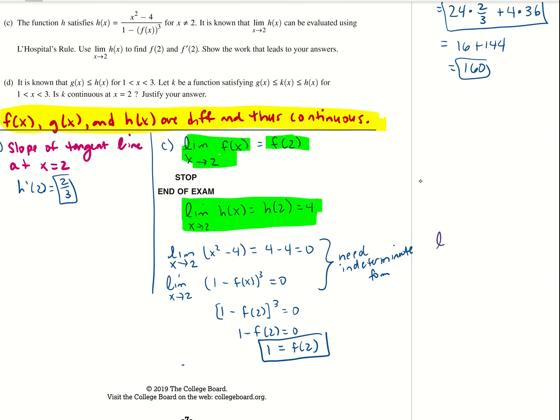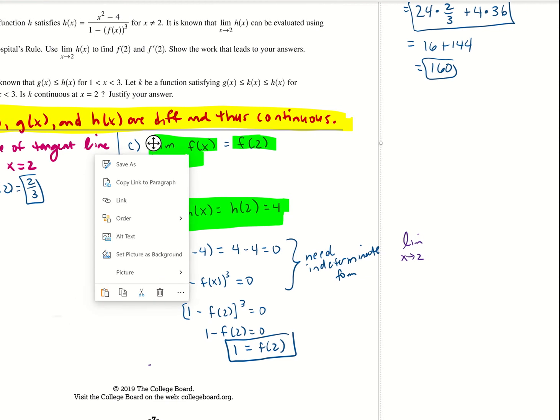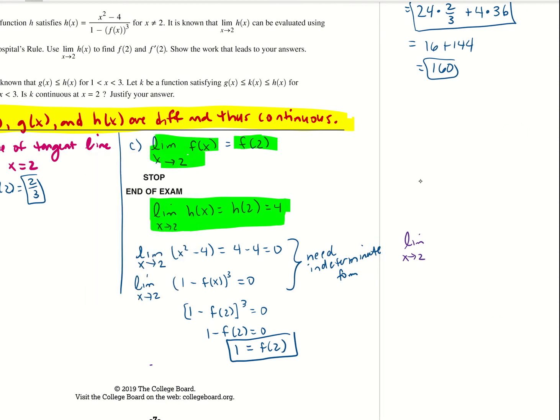So because of all of this, the limit as x approaches 2 for h, I could rewrite this using L'Hopital's rule, which says I can take the limit of the numerator, which is 2x, over the limit of the denominator, the derivative of the numerator over the derivative of the denominator. I'm going to use power rule here. This would be 3 times f of x, quantity squared, and then by the chain rule times f prime of x. Well, that has to equal 4 since h is continuous and thus differentiable.